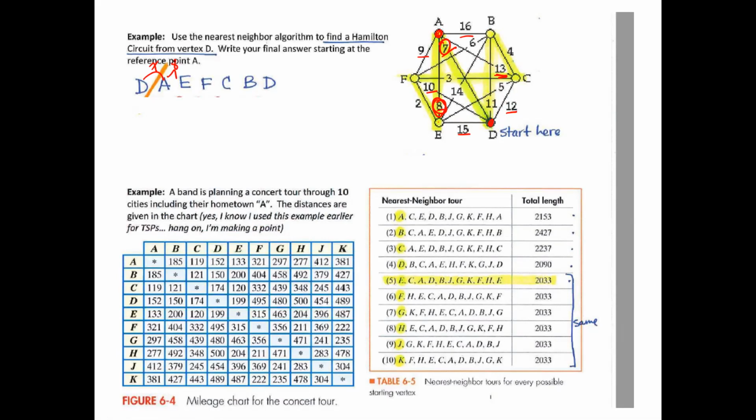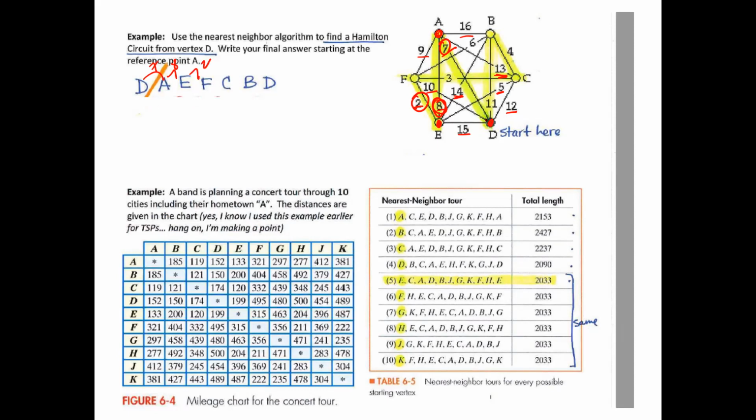And then do the same thing. E to F is going to be the least expensive route, because if you look at from E, E to F is 2, E to B is 14, E to C is 5, E to D is 15. So the least expensive route is E to F, and that's going to be 2.